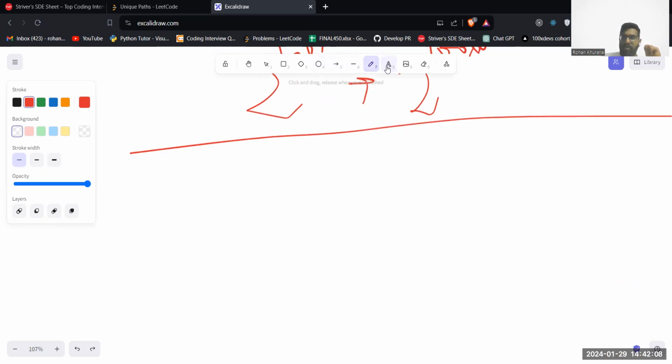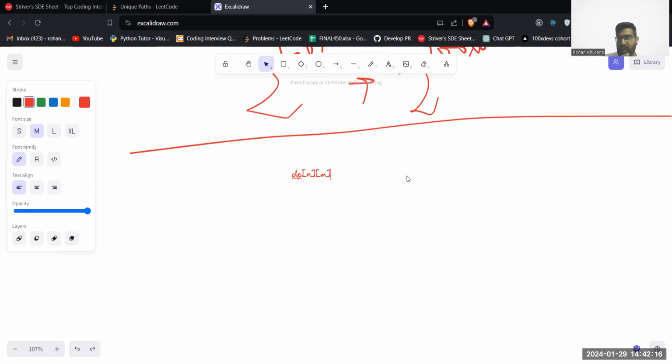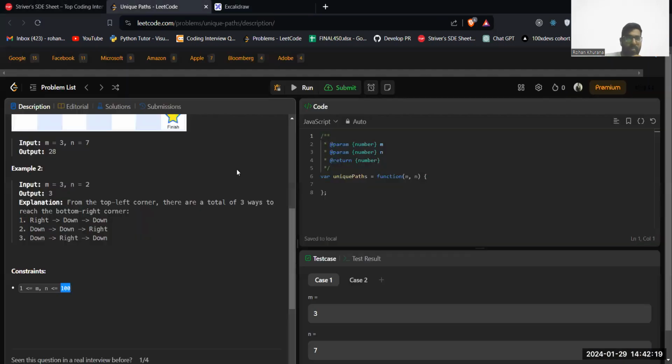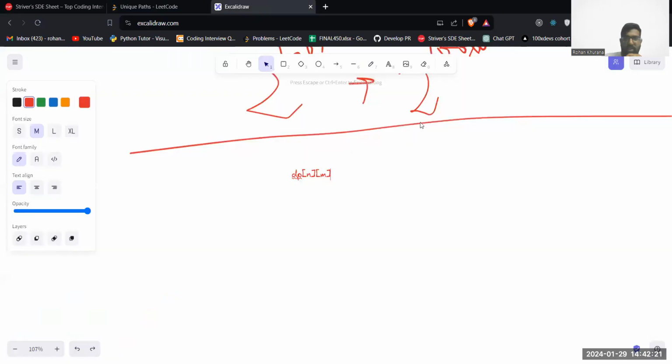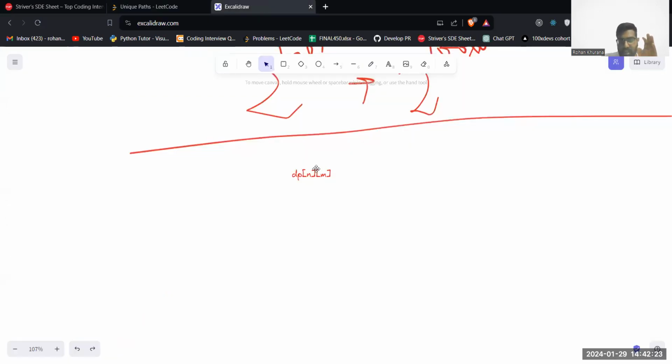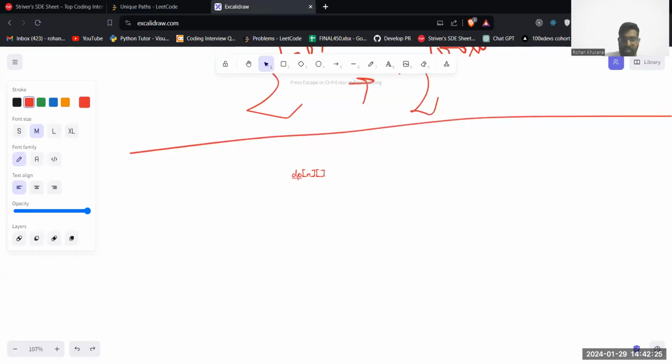I will just write a memoization code. What you can do is have a DP of n cross m. For people who are thinking that it was given m cross n and why am I taking n cross m? I am simply making a mistake. So this should be n, this should be m. I'm sorry, right? N cross m, and you need to take it.